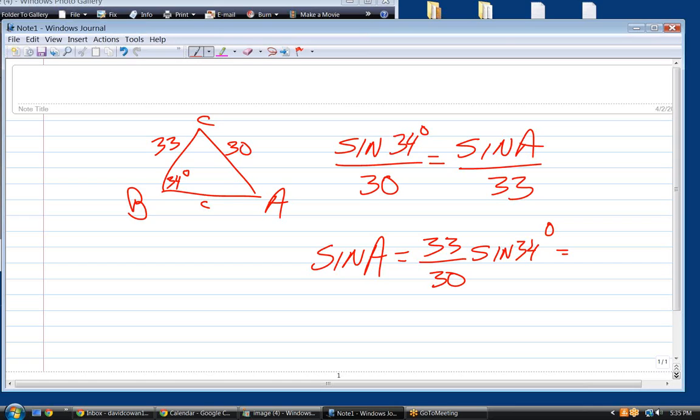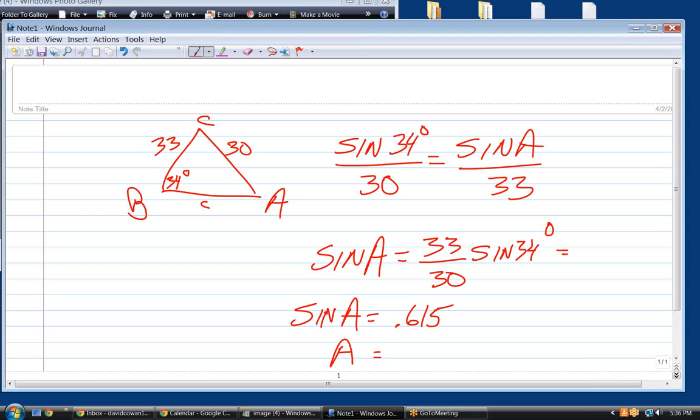It better be a decimal. If it was a number greater than 1, then this is an impossible triangle. In other words, sines always have to be between -1 and +1. So what do you get for sine of A? I got 0.6151. Okay. Now solve for A. How do you solve for A? Angle A.